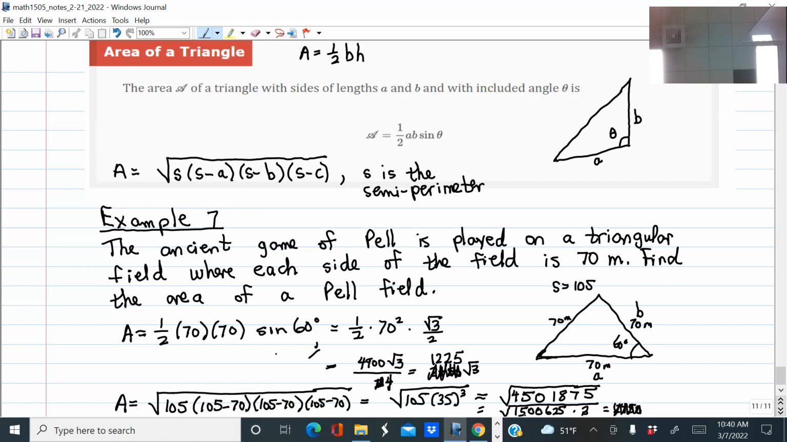And so this is correct, right? The square root of 1500625 is, as y'all were telling me there, 1225. Okay. So we do get the same result. All right. We could do that pretty easily for this Pell field. But anyway, there are 3 formulas, right, for areas of triangles.